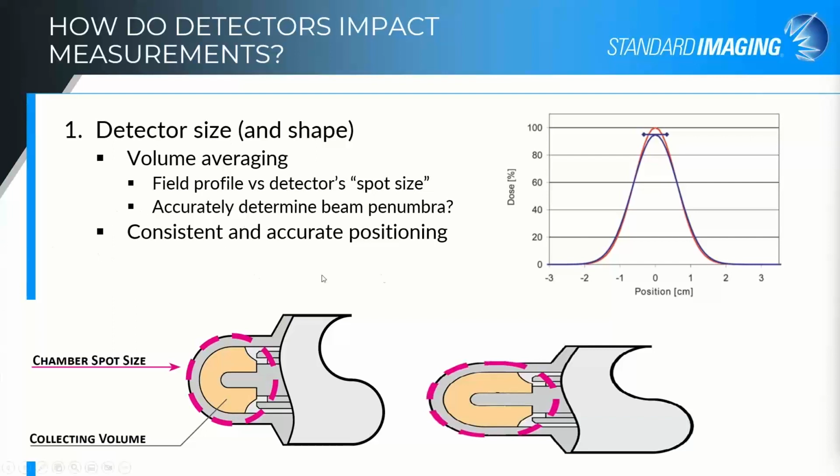It's very important with small fields that you are consistent and accurate with the positioning of your detector. When you're looking at a 10 millimeter field, a 1 millimeter offset can be a very massive difference in the dose that you're measuring. Whereas if you're in a 10 centimeter field, a 1 millimeter offset really doesn't affect things very much.